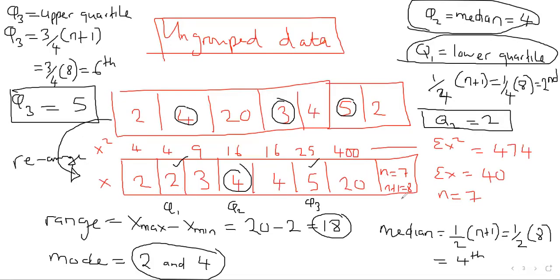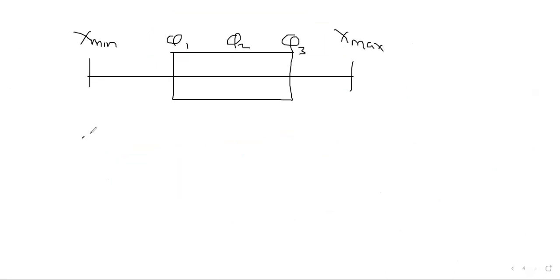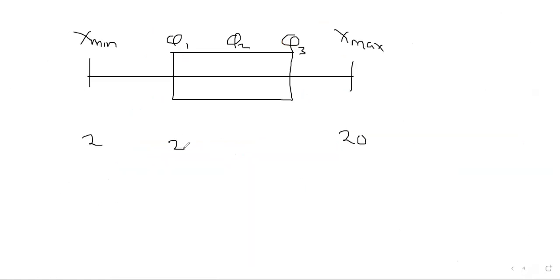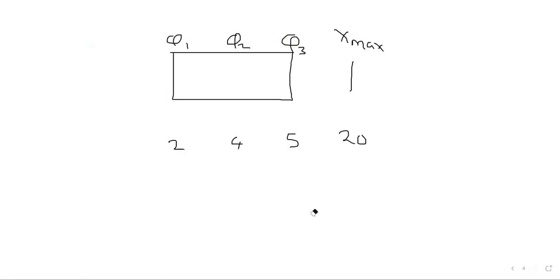2, and the highest was what? 20. So you put your 2 there and your 20 there. The lower quartile was a 2, then median was 4, and upper quartile 5. So 2, 4, 5. So coincidentally, this 2 is actually even at the lower quartile here.